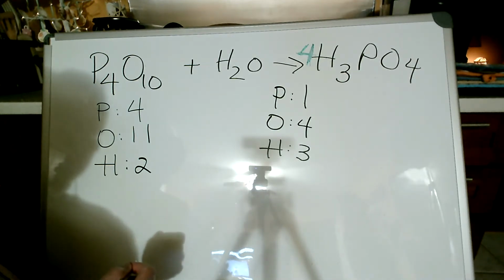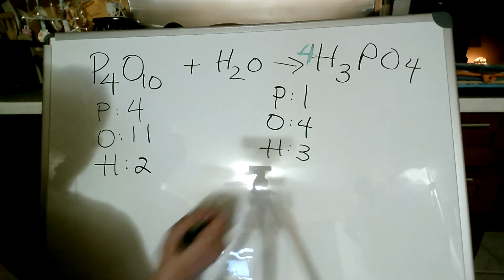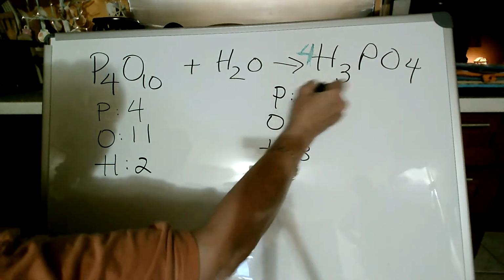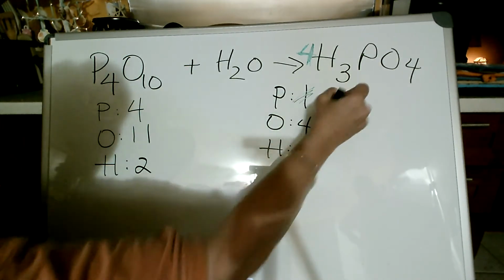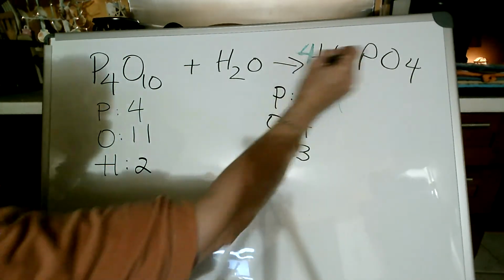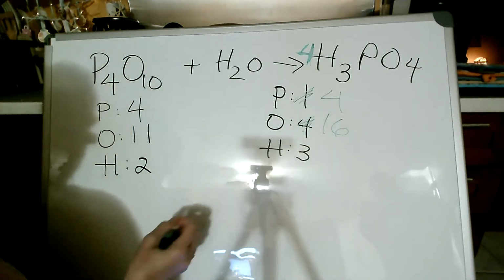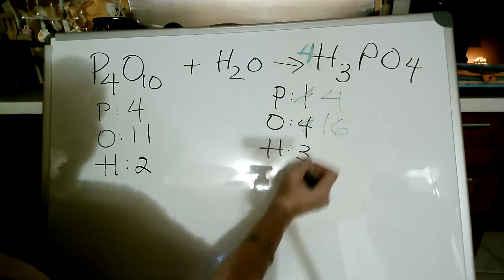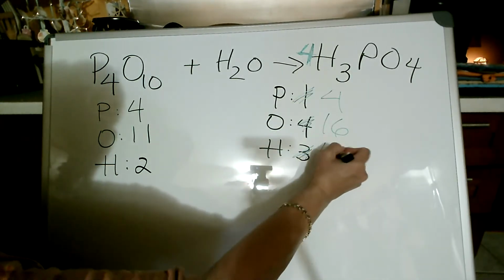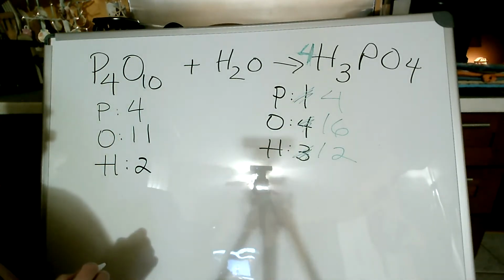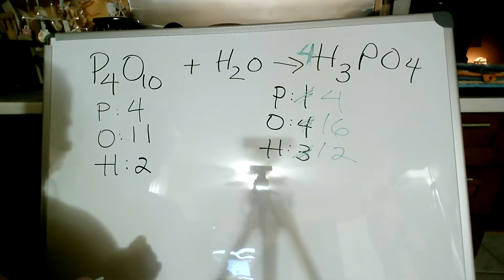So what we have to do now is retally. So phosphorus becomes 4. Oxygen is 4 times 4, which is 16. And hydrogen is 4 times 3, which is 12. Now we're going to continue the battle.